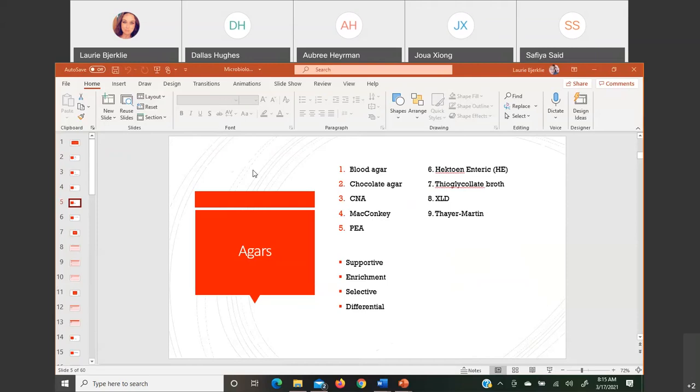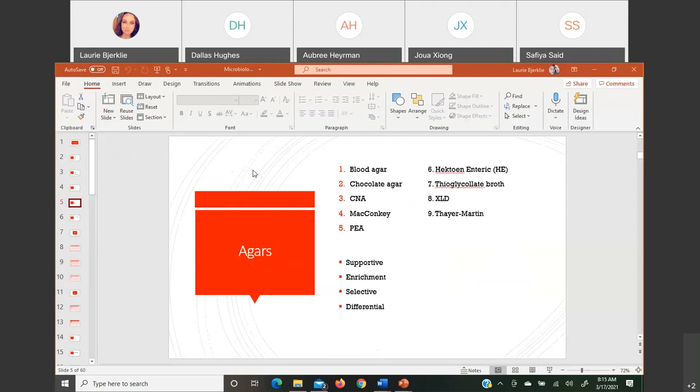CNA agar. It is one category only. What is that? Good, yes, definitely selective. And somebody already answered it, selective for gram-positive bacteria. Perfect. MacConkey agar, what two categories would you put this one into? Yes. It is definitely selective and differential, selective for gram negatives in this case.